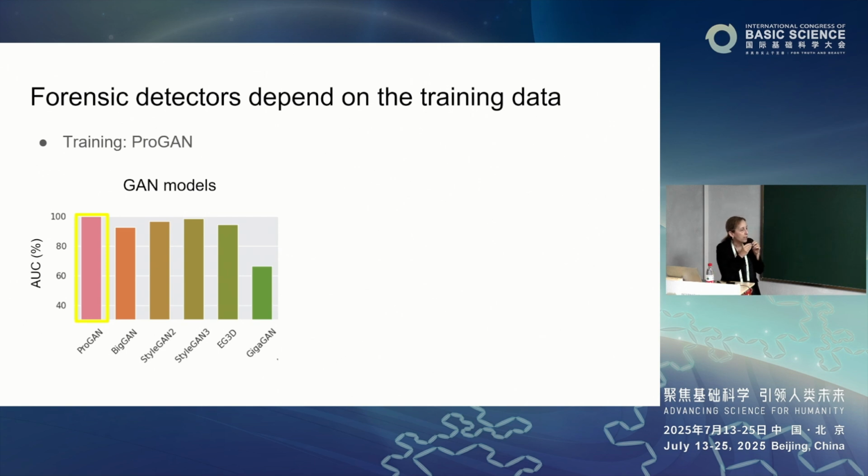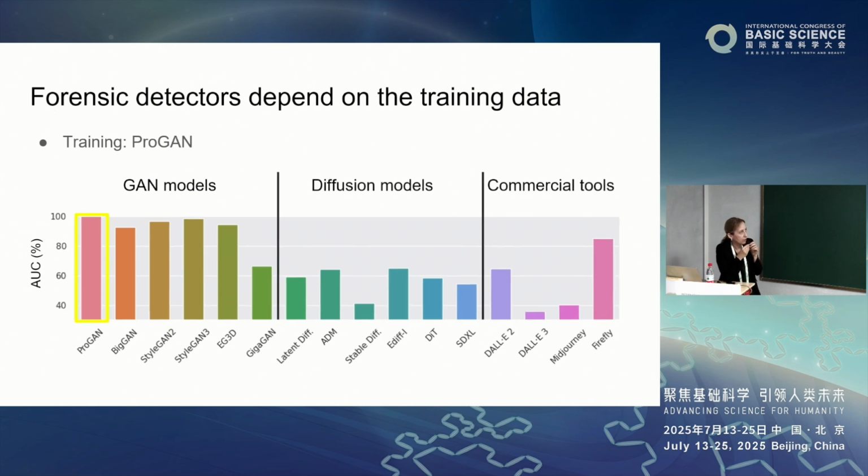So if we train on one single generator, on progressive growing GAN, you can see that on the same generator, of course, you have 100% of results in terms of the area under the curve. And the results are still quite good on the family of GAN models. But then if you test this detector on diffusion models, or even on commercial tools like DALL-E 2, DALL-E 3, Firefly, and Midjourney, performance drops.